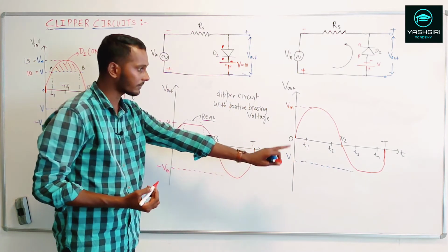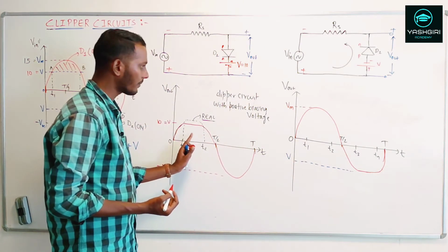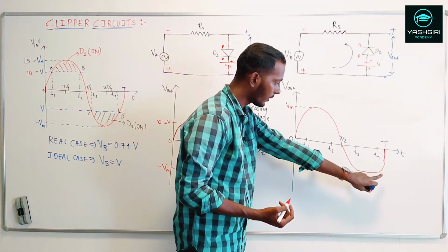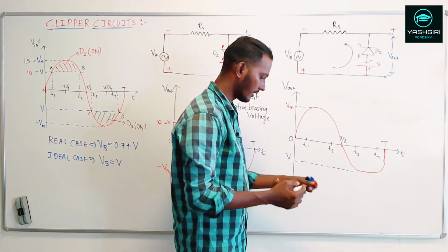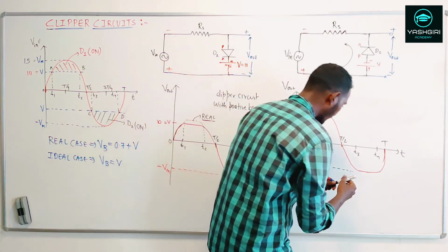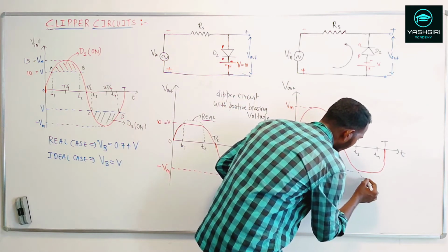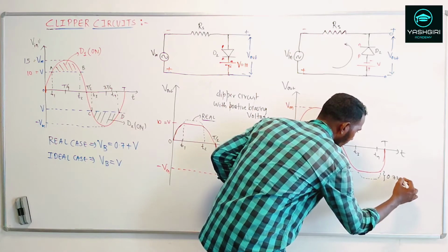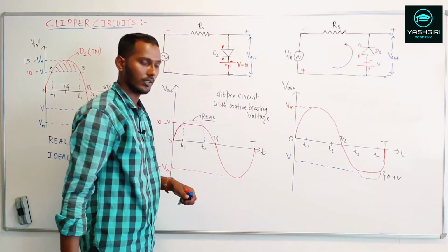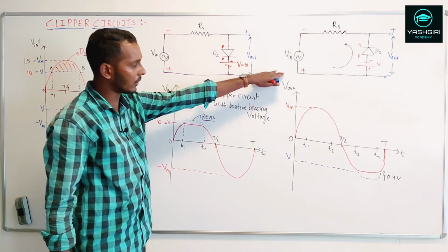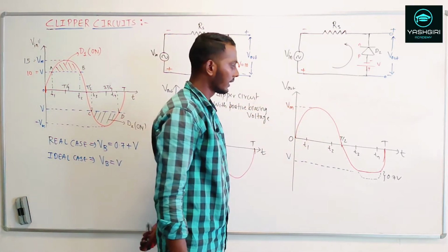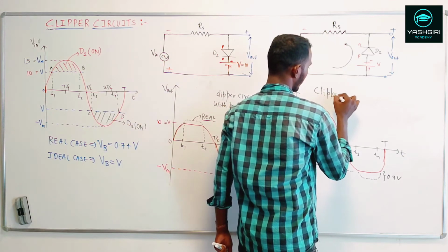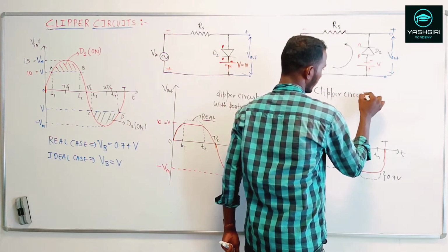Now if you see this again, it is the same waveform, but this time we have managed to clip some part from the negative cycle. And the same thing will be applicable for the real case of a diode. There will be a small change in this, which is of 0.7 volt. This is for the real case of the diode. Now such a circuit, which gives us a negative clipping, we call a clipper circuit.